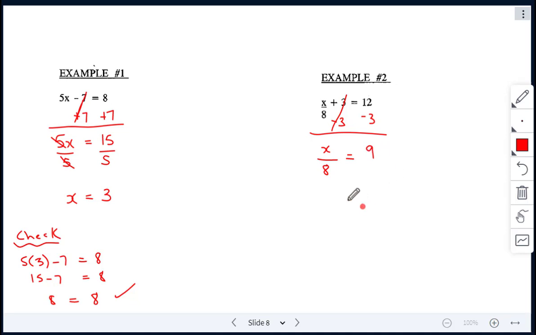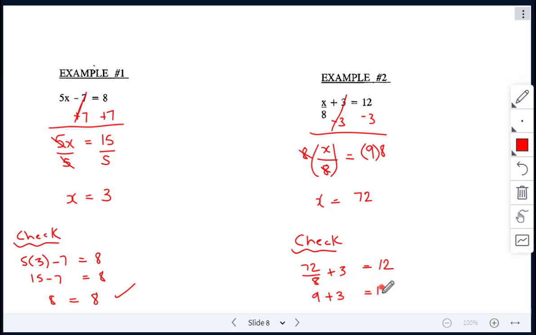And lastly, we just have to multiply by 8 on both sides. Multiply by 8, multiply by 8. And that'll leave us with x is equal to 9 times 8, which is 72. And again, you can do the check by substituting 72 back into our equation here. So 72 divided by 8 plus 3 has to equal 12. 9 plus 3 has to equal 12. And then left side and right side, they're both equal to 12. So it's correct.